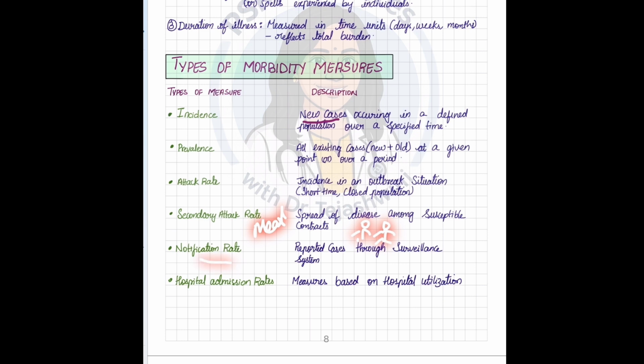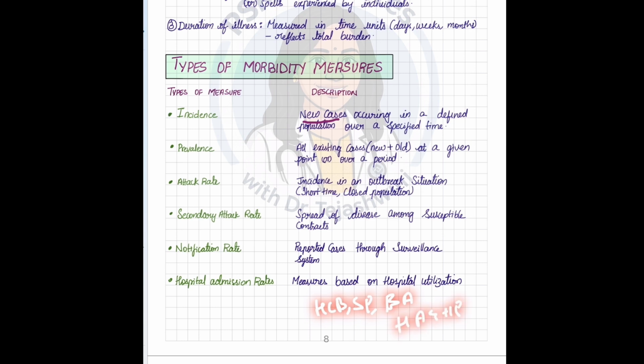5. Notification rate. This shows us the number of reported cases of a disease through the surveillance system. Very important for notifiable diseases like TB, dengue, or COVID-19. It tells us how many cases are being picked up by our health system. 6. Hospital admission rates. This tells us how many people are utilizing hospital care due to illness. It helps assess healthcare burden, service planning, and bed availability, very useful for hospital administrators and health planners.